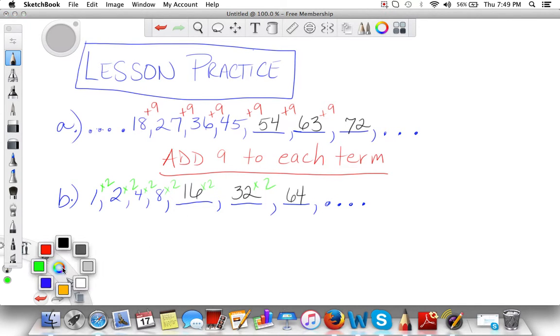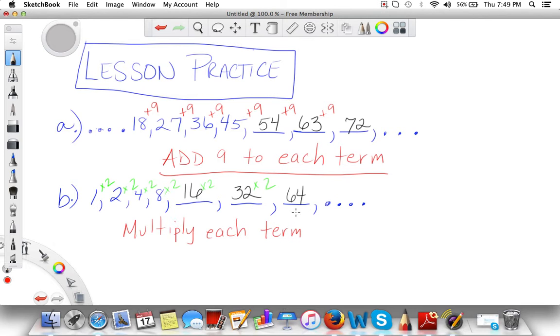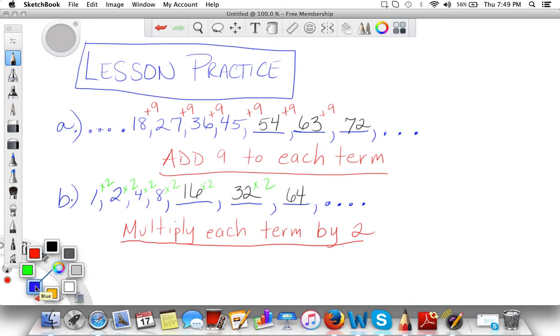So here, our rule is going to be, let's go back to the red. Our rule is going to be multiply each term by 2. Multiply each term by 2. So that's our rule. We found our next three terms, and we are done with B. All right, let's move on to C.